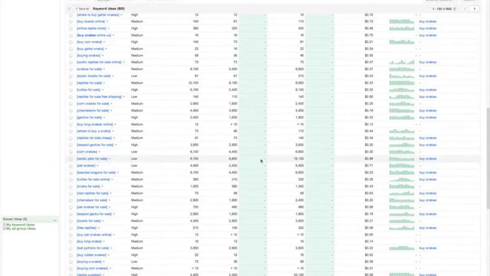Low competition, so it shouldn't be too hard to rank. Corn snakes, that's really niche down. The money's not that great there though. I'm really liking these two here, exotic pets for sale and pet snakes. That sounds very interesting. Normally it's not this easy to find something. I really just came up with this randomly.